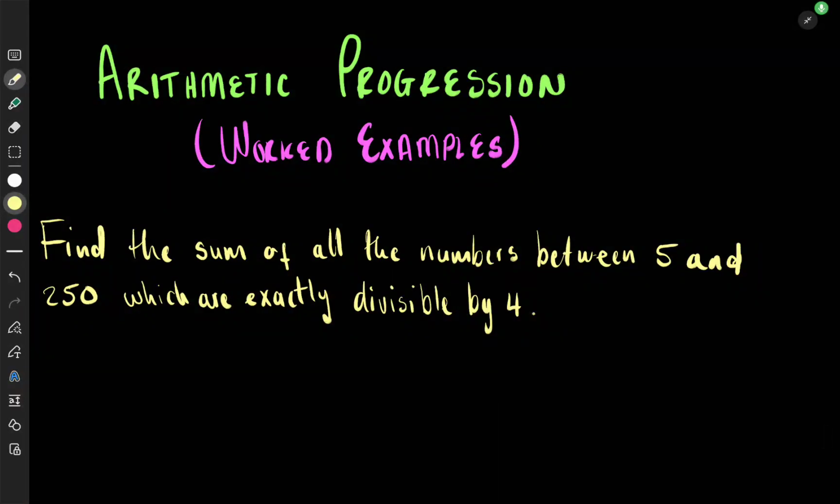Right, here we've got another one. It says, find the sum of all the numbers between 5 and 250 which are exactly divisible by 4. You say, wait a minute. How does that have anything to do with an AP? I'll say to you, wake up.